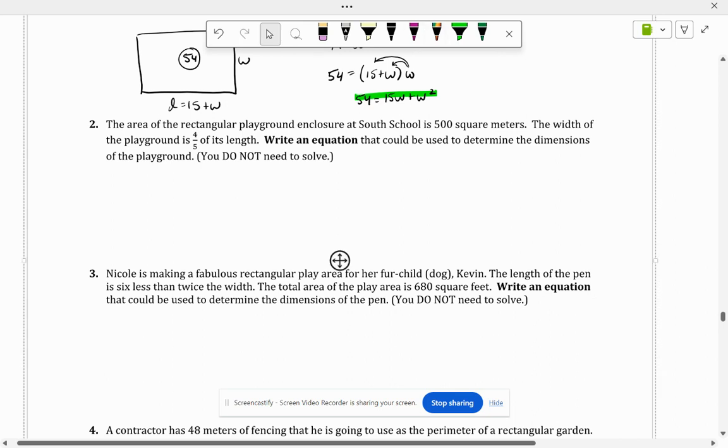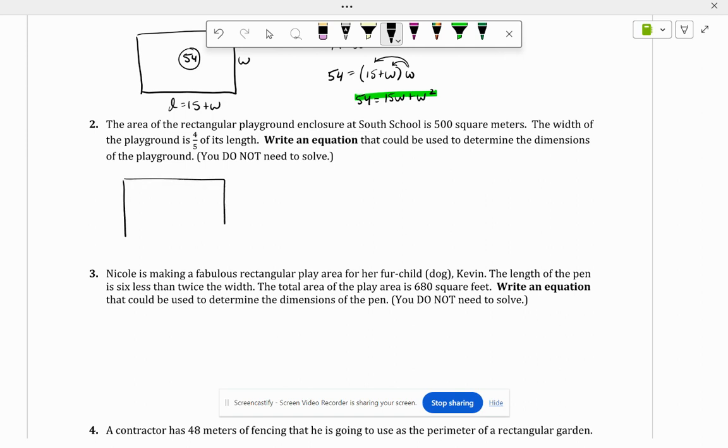Number 2, the area of a rectangular playground enclosure at South School is 500 square meters. So we have a rectangle. We have its area that's going to go right in the center. The width of the playground is 4/5 of its length. Of in math means multiplication. So the length is this, and then the width is 4/5 of that L. Write an equation that can be used to determine the dimensions of the playground. Area is equal to length times width. Area is equal to length times 4/5 of the length. The area was given as 500.